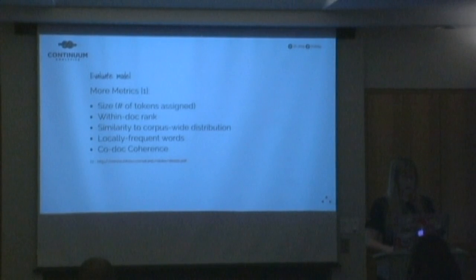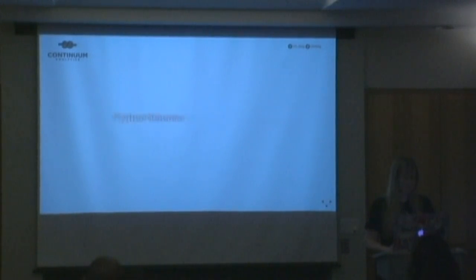There are many other metrics that you can use to evaluate the models. You can find all the details in the URL there. The number of tokens assigned, well, it has a lot of different names. You can find all of them there. So let's go into how to do this in Python.